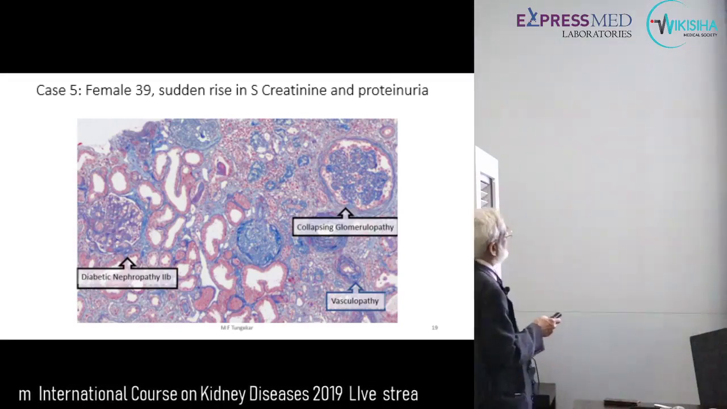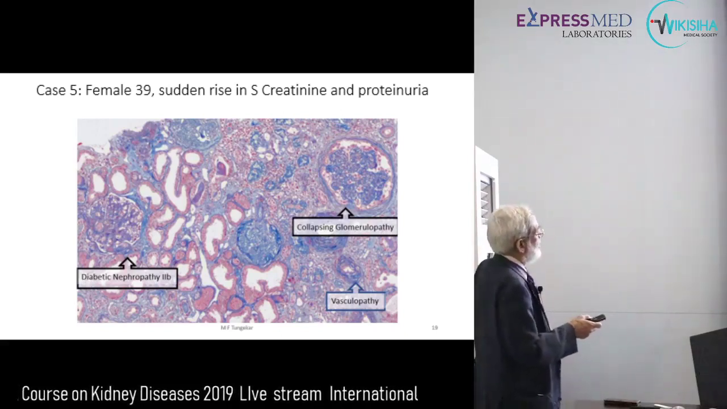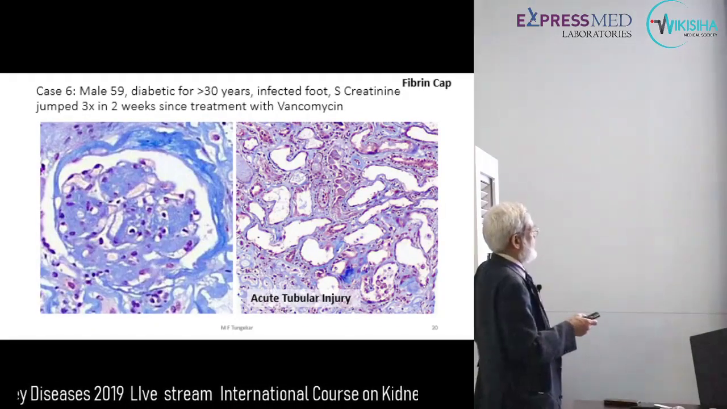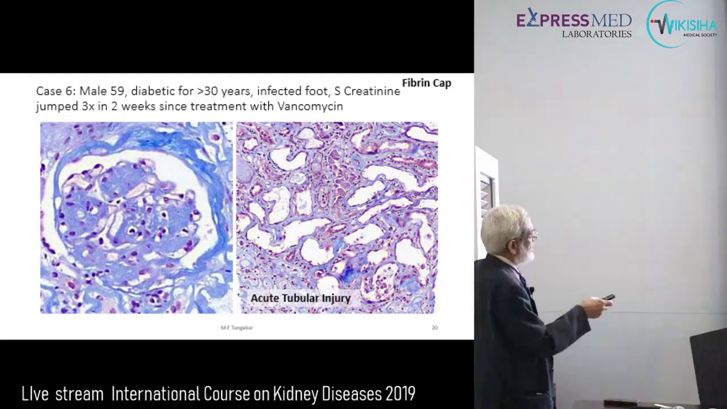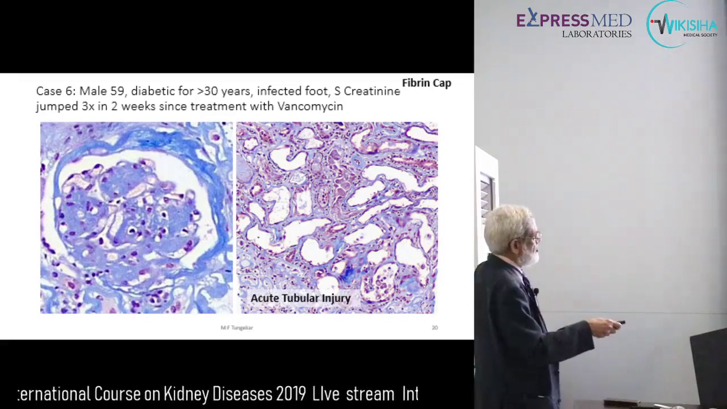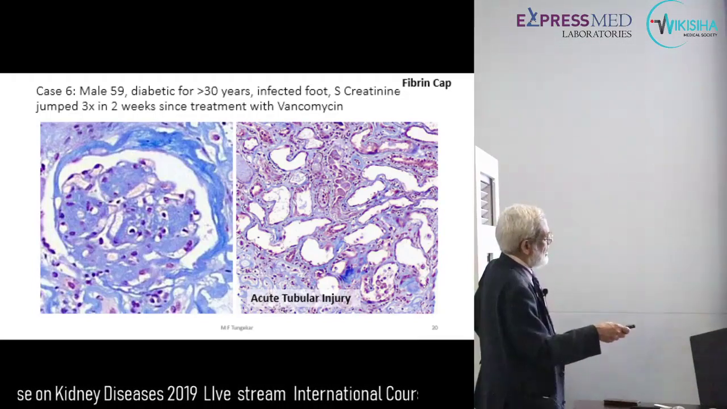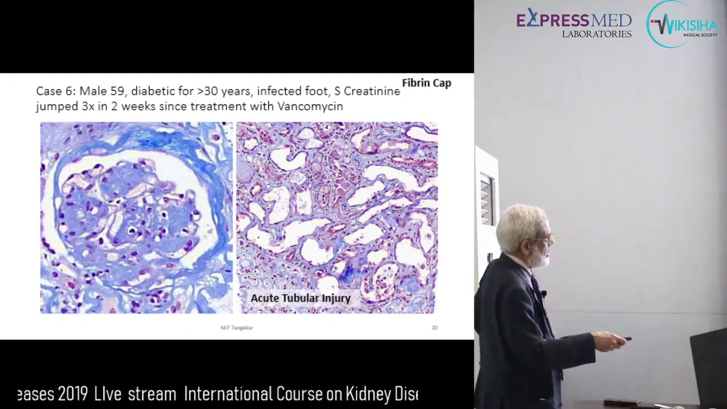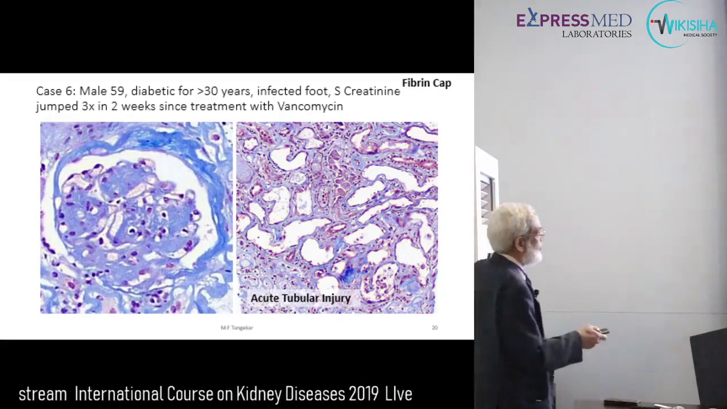This case was a male of 59, diabetic for more than 30 years, with an infected foot, and his creatinine jumped 3 times in 2 weeks after treatment with vancomycin. That itself was a giveaway. Had KW, but had severe acute tubular injury. Most of them are in fact proximal tubules, dilated. There is some desquamation of tubular epithelial cells into the lumen, severe acute tubular injury, most likely due to vancomycin.